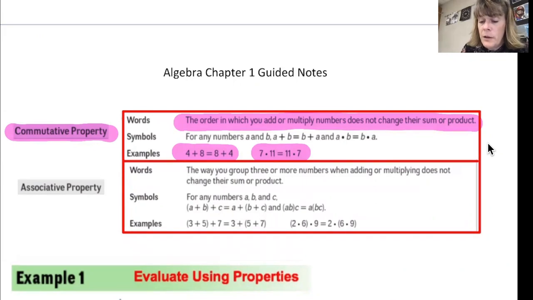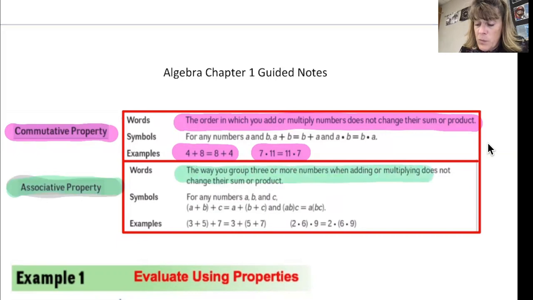Okay, now the other one that we're going to discuss here is the associative property. Gray is maybe not my best color for that. Let's try another one. Here we go. So the associative property says that the way you group 3 or more numbers when adding or multiplying does not change their sum or product.